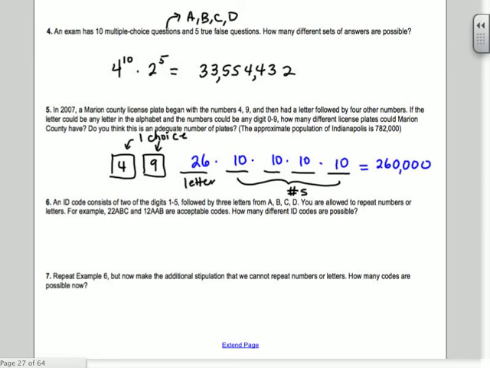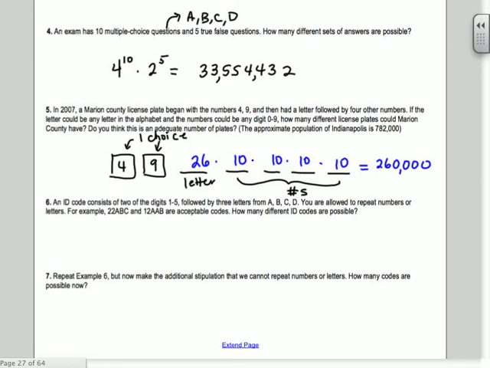It then goes on to say, do you think this is an adequate number of plates? The approximate population of Indianapolis at that time was 782,000. So is that enough? No. Like most counties, Delaware County was fine, that was plenty. But Indianapolis used 49, then they used 99, 98, 97, 96, and they kept going down until they had enough license plates. Pretty crazy. Do you guys know how many counties there are in Indiana? I think it's 86. It's definitely not 99 though.